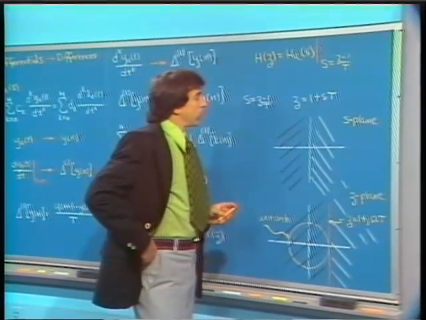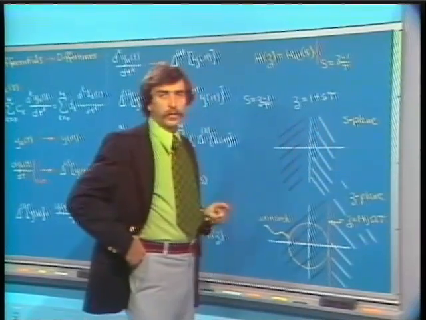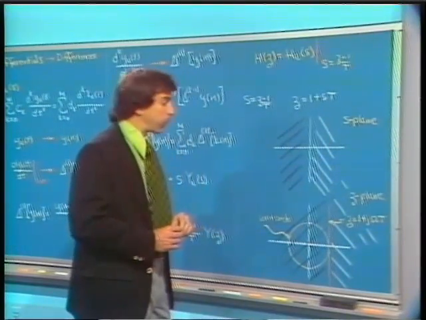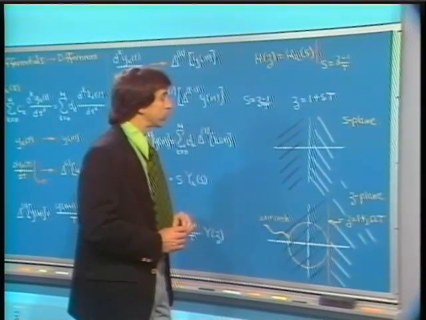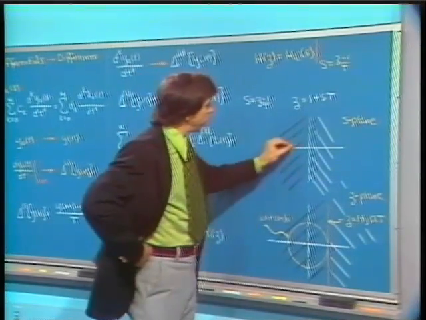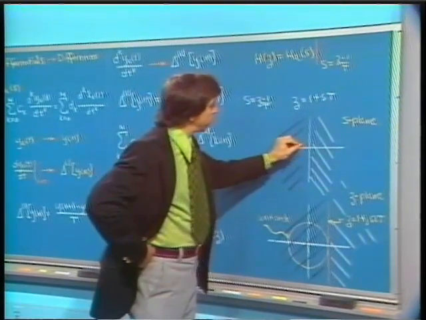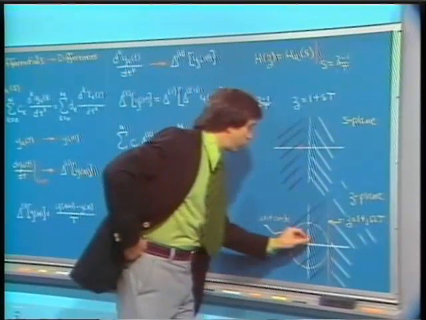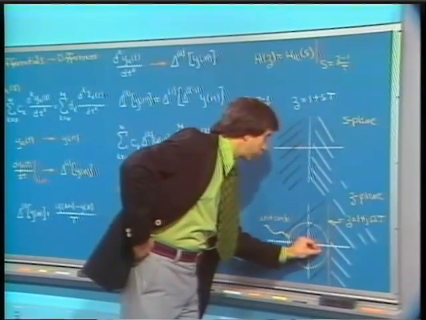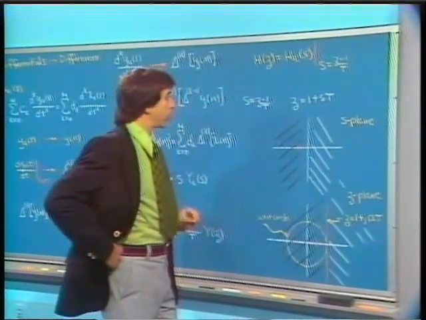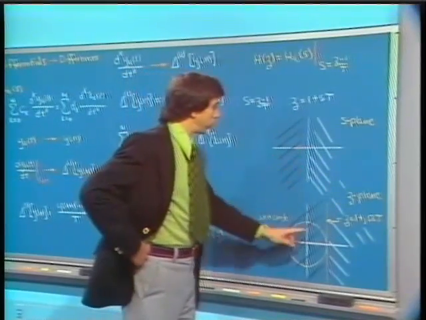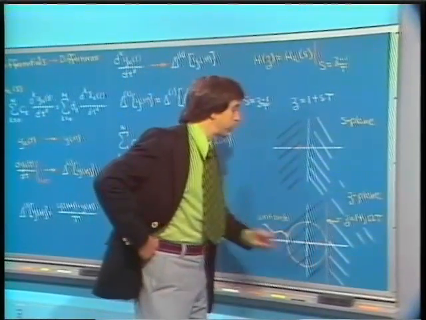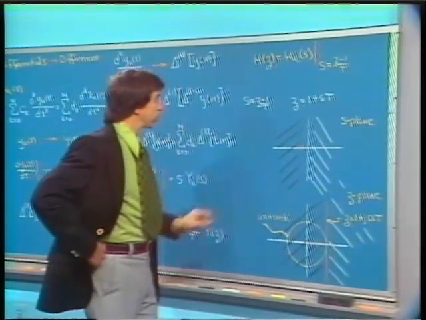Furthermore, stable analog filters do not necessarily map to stable digital filters. For example, if we had a pole, let's say in the s-plane there, then it would fall in the z-plane, let's say there. Well, that's all right. That's a stable pole, stable analog filter mapping to a stable digital filter.